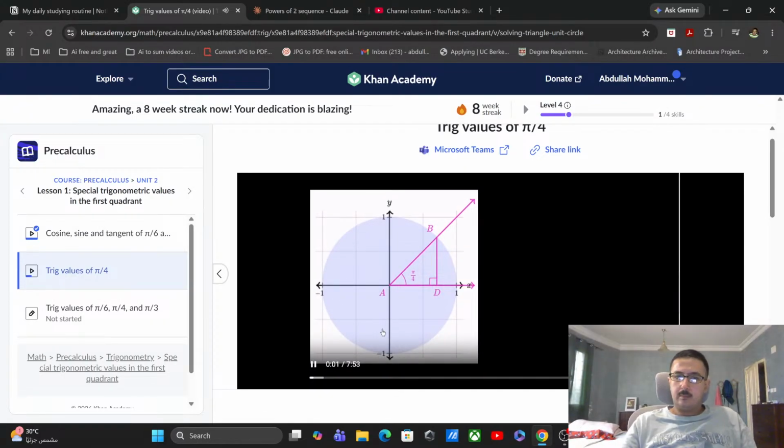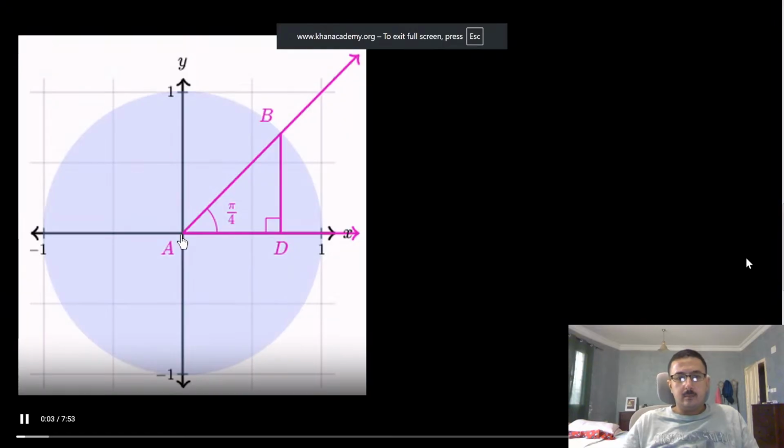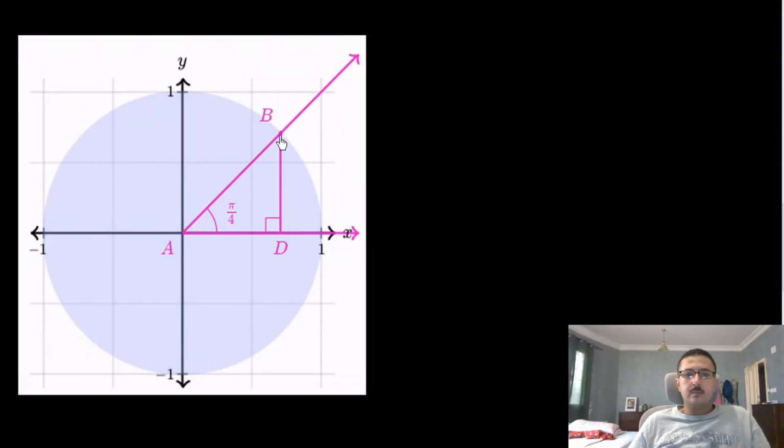So we have depicted here a unit circle centered at point A, and the point B lies on the circle. Then we dropped a perpendicular from point B to point D. Point D lies on the positive x-axis, and they form this triangle ABD. And they tell us that angle BAD has a measure of pi over 4 radians.